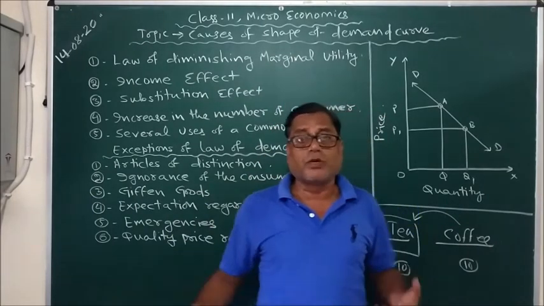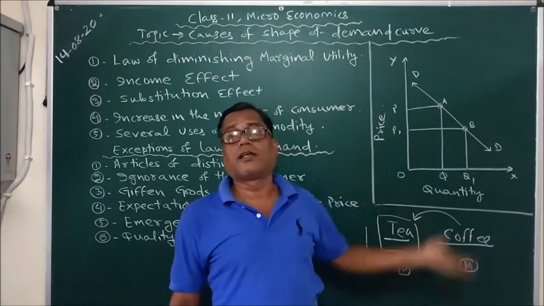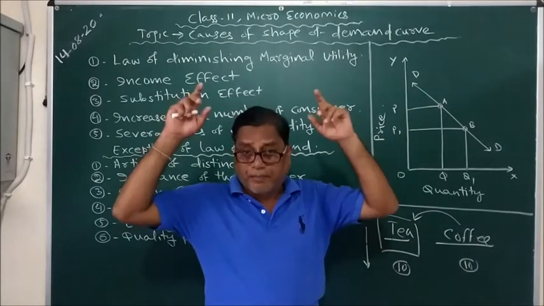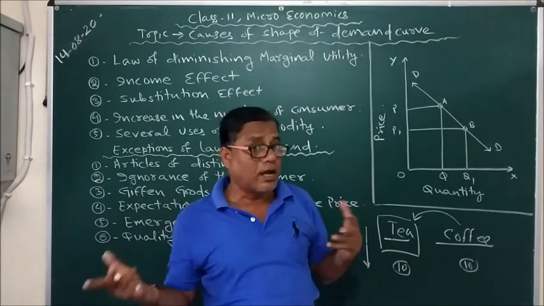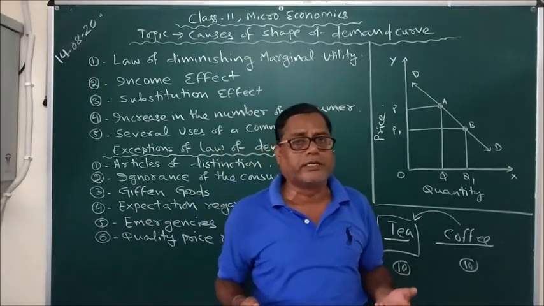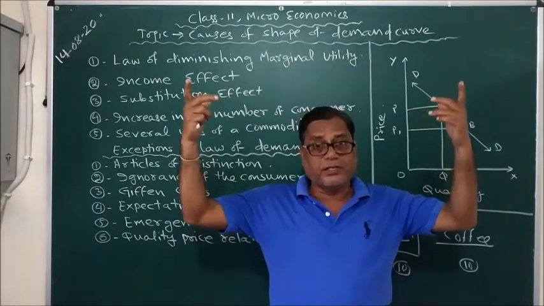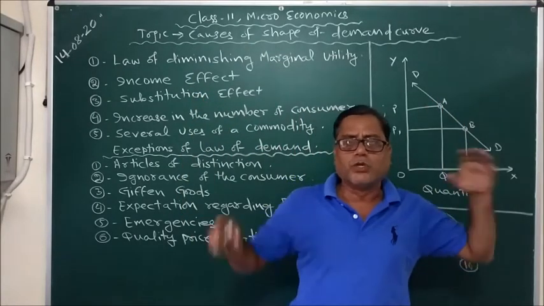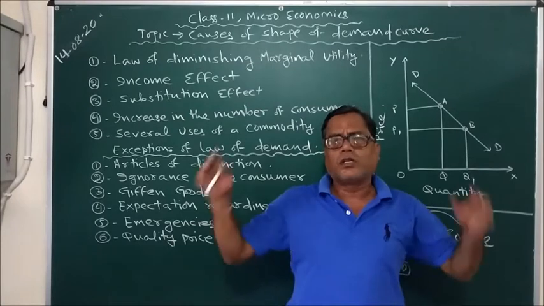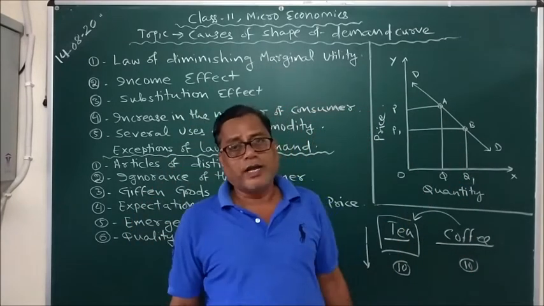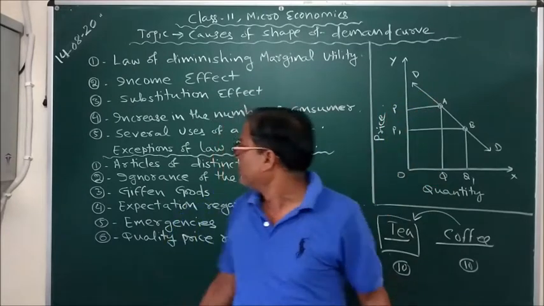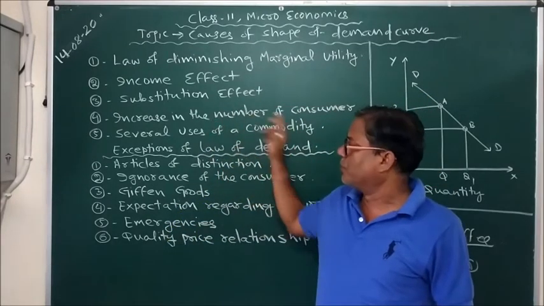And what happens when the price rises? When the price rises, some of the present consumers who were consuming that good now cannot afford to consume it with its increased price. That's why they would stop consumption. So the total demand of that good will fall when the price rises. This is the number of consumers.